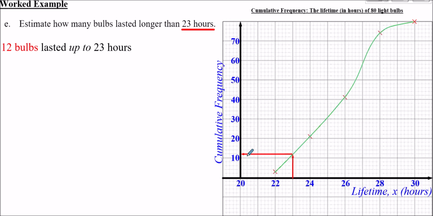So that tells us that 12 bulbs lasted up to 23 hours, because cumulative frequency means up to and including that particular value. So 12 bulbs lasted up to 23 hours. There was 80 bulbs in total, so that tells us that 80 minus 12, which is 68 bulbs, must have lasted longer than 23 hours, according to our estimate. So our answer for part E is approximately 68 bulbs that lasted longer than 23 hours.